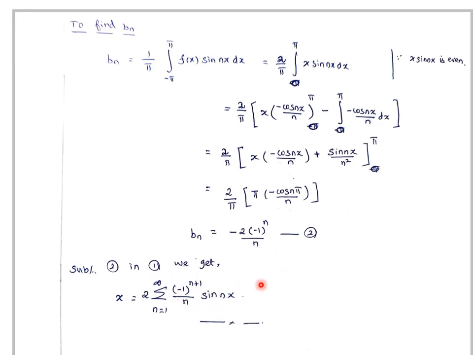So, just by identifying the given function x as an odd function, without calculating the values of a naught and an, we can write simply a naught equal to 0 and an equal to 0. So, our problem is very simplified by finding only the value bn. Hence, x will become x equal to 2 into summation n equal to 1 to infinity minus 1 whole to the power of n plus 1 divided by n sin nx. This is the answer. We can write the function x in terms of Fourier series like this.